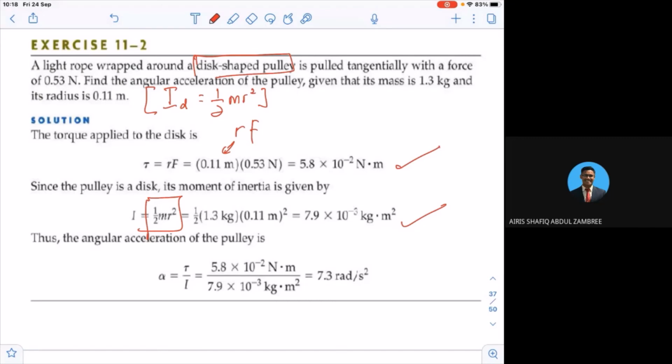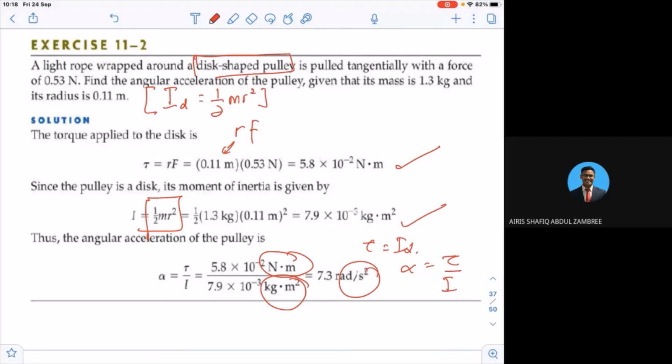In the end, the question asks you to find the angular acceleration. Torque equals I alpha, so alpha equals torque over I. Then you will get 7.3 radians per second squared. Look at how they write the units: Newton meters over kg m squared. So in the end, you will get radians per second squared.